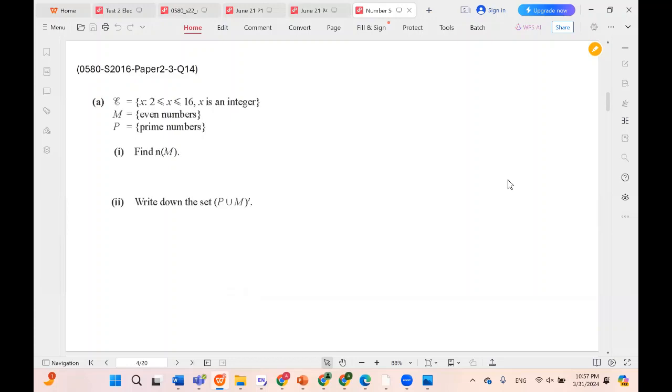Here we're given another universal set from 2 to 16. M is the set of even numbers, P is the set of prime numbers. So let's list down the elements of M and the elements of P. You can list all the total elements here, but it might be a waste of time. If you can do this mentally, that would be better. So even numbers would be 2, 4, 6, 8, 10, 12, 14, and 16. These are the even numbers.